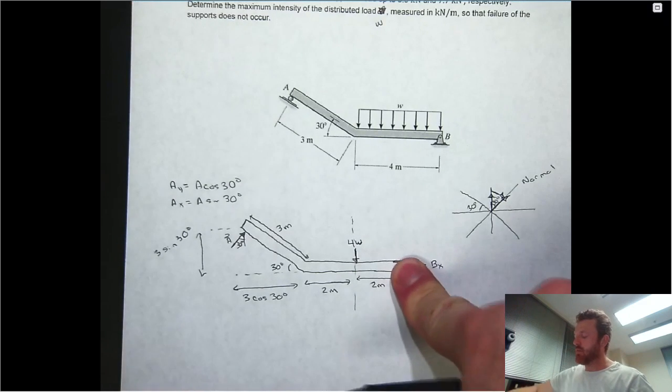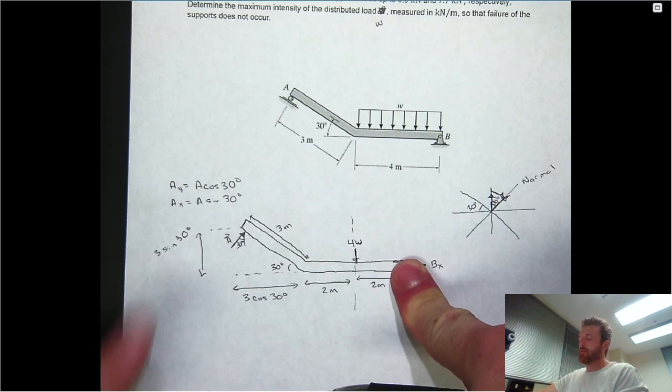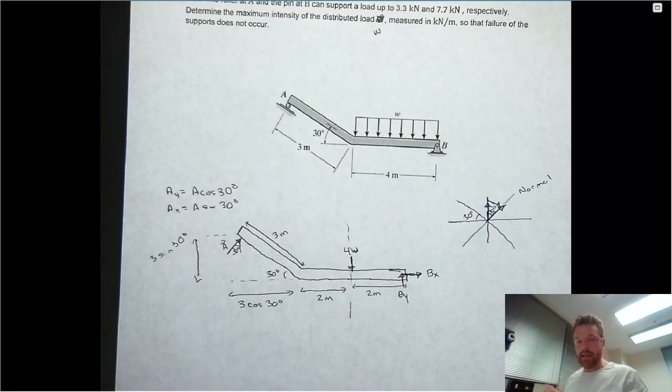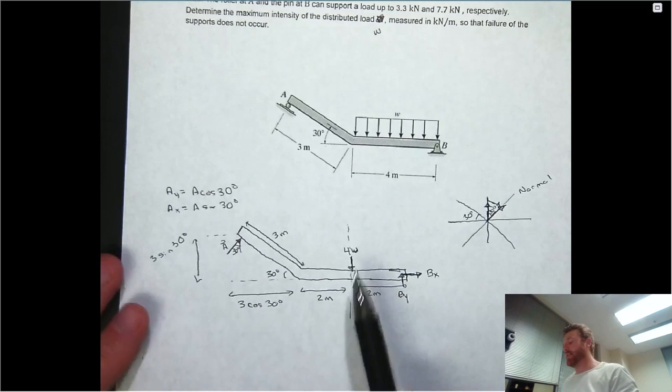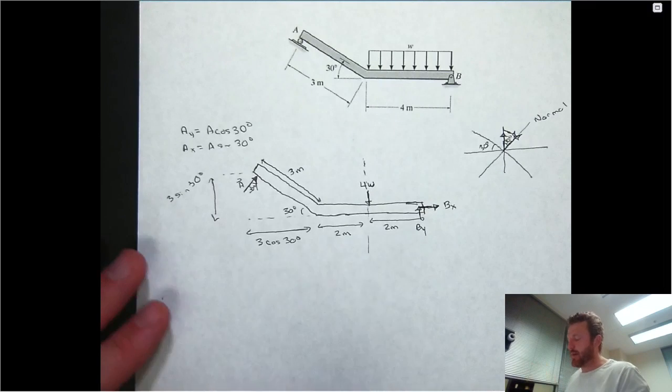So if you think about enforcing equilibrium about point B, saying that the sum of all moments about point B has to be zero, you'll be able to directly relate A to W. Then moving forward, any equation that involves A, you'll be able to write it in terms of W. And if you can do that, then you'll be able to relate W to B, and go on from there. So let's see how that would go.